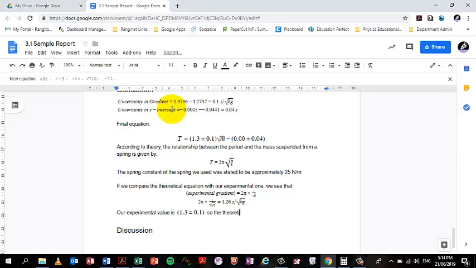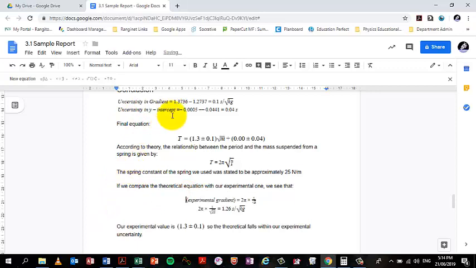So the theoretical value falls within our experimental uncertainty. Just to recap what we've done here, I found the relevant equation, which was given on the sheet, and the relevant data, which was also given on the sheet. If we rearrange this slightly so we get T is equal to some constant times square root m, we can compare that constant with our experimental gradient, because T is some constant times square root m is also what we got from our experiment.